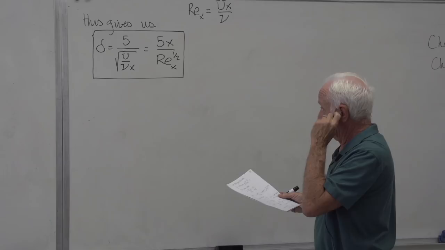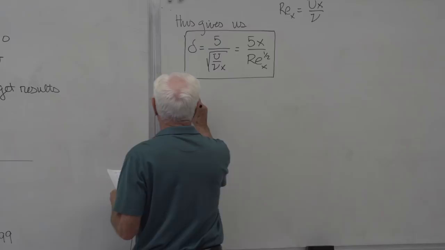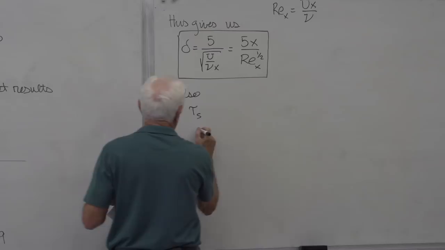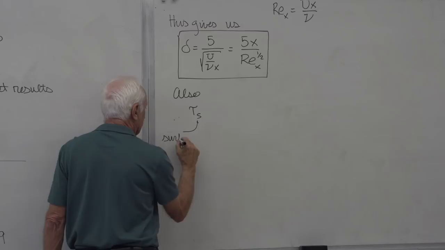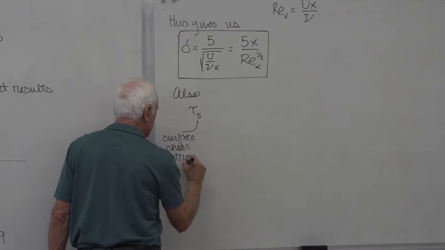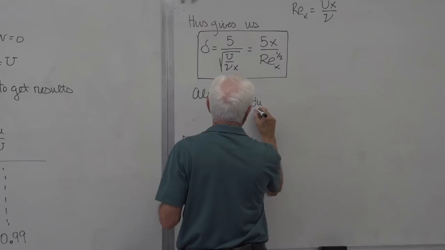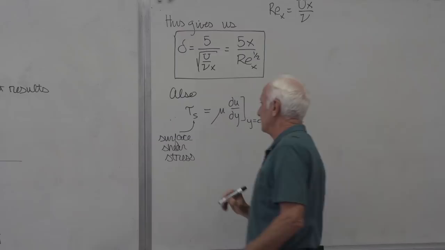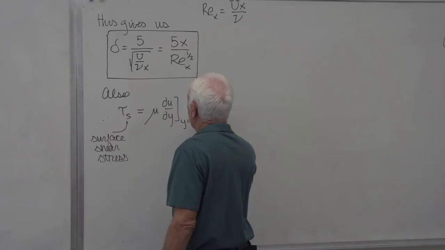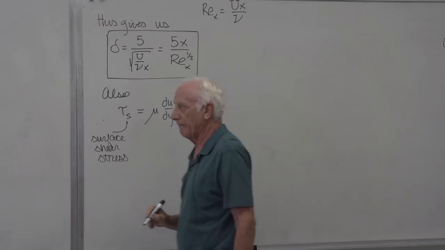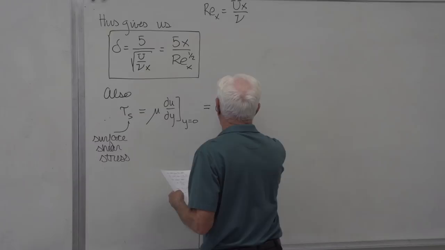Okay, so we're interested in the shear stress at the wall, and we call that tau sub s. That's the surface shear stress. And we know that that's equal to mu du dy at the location of the surface. The surface is at y equals 0 from my picture. We determine the partial of u with respect to y from table 7.1. You can do that. If you do that, you get this result, 0.332.